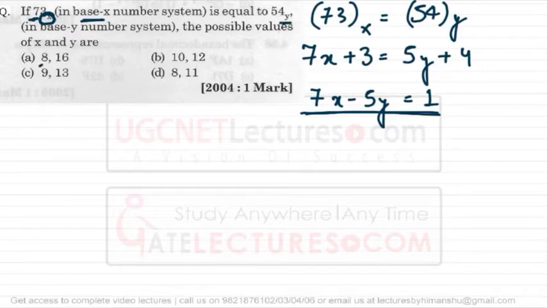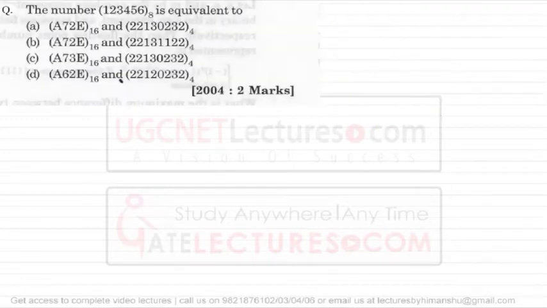Here also y must be greater than or equal to 6. All the options are having values of y greater than 6. So you check with the options. Keep x equal to 8 and y equal to 16, and check with all the options. You'll get the answer as D. Just verify. Okay, now look at the next question.